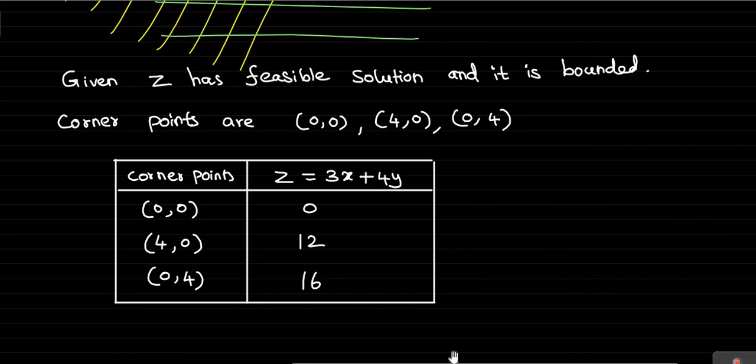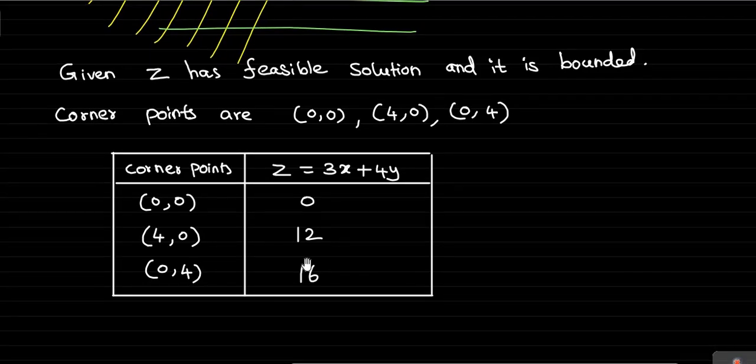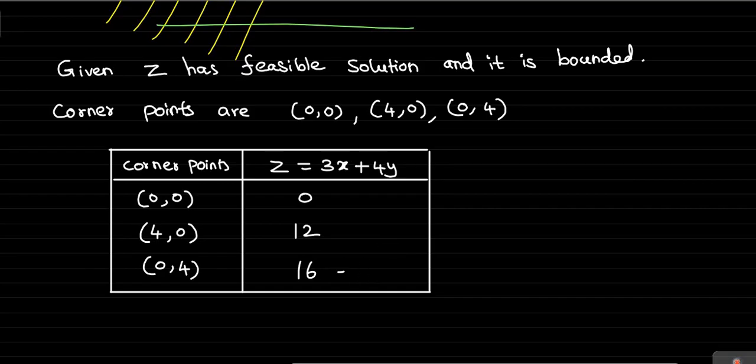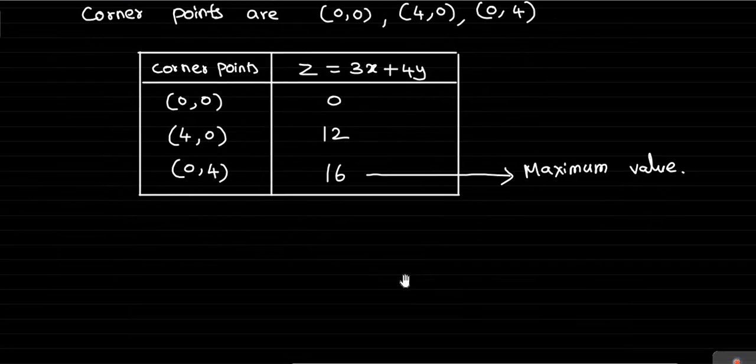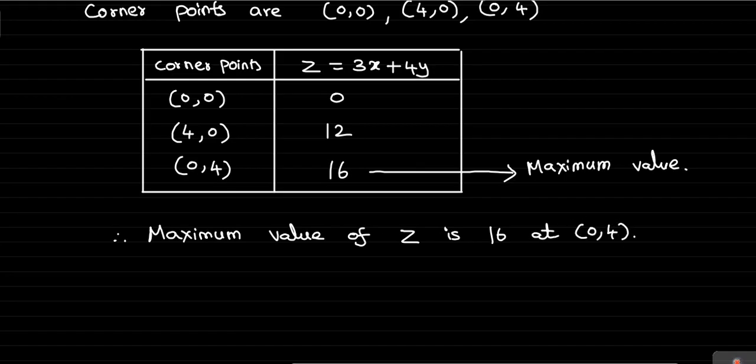Okay, so what is the question demanding? Maximize the Z. Okay, maximize means what? Maximum value. After substituting the corner points in Z, you can notice the 3 different answers. Now, out of these 3, which is the greatest value? 16. Then 16 is the maximum. So the maximum value of Z is 16 at what point? 0, 4. Okay. So that's the whole solution.